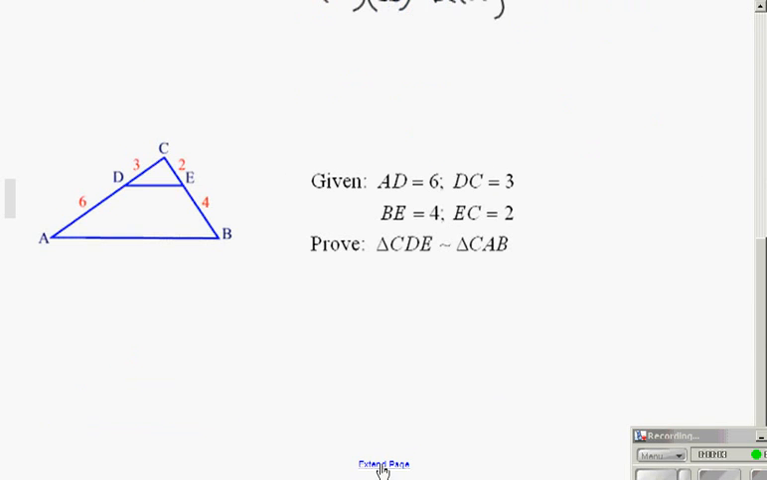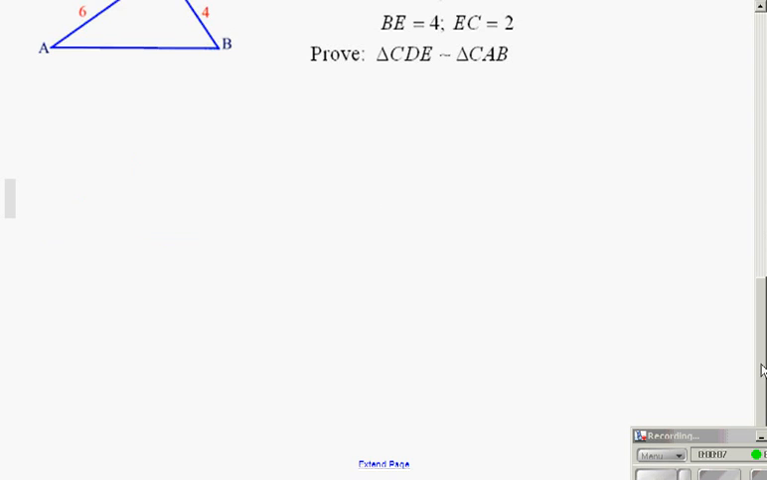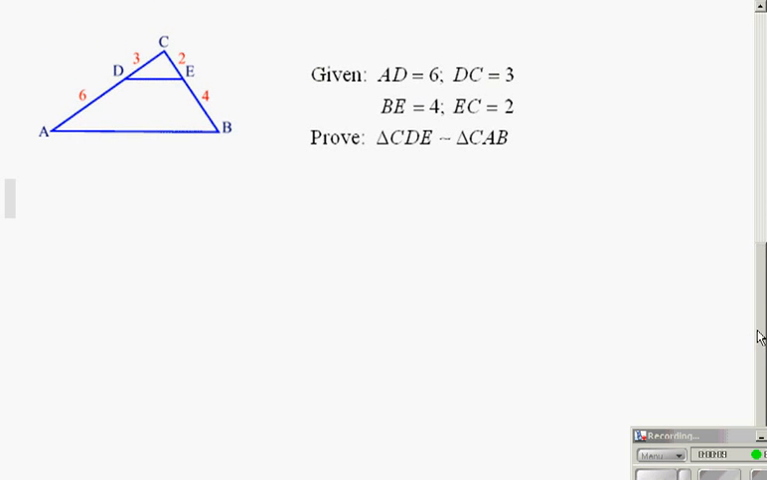Okay, part 2 of this video is going to finish up with the last 2 proofs. In looking at this proof, this one looks a little different from proofs we have done before because there are numbers involved. And so we're going to do a little bit of combining of algebra with our traditional proofs. So given that AD is 6, DC is 3, BE is 4, and EC is 2, prove the triangles are similar. Picture's already marked for us.